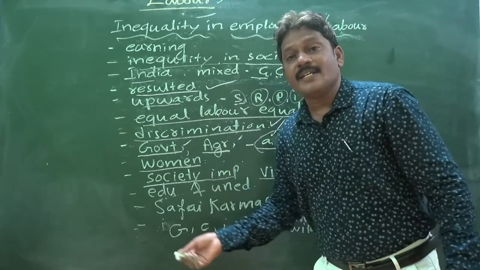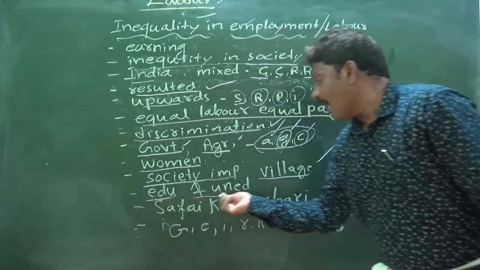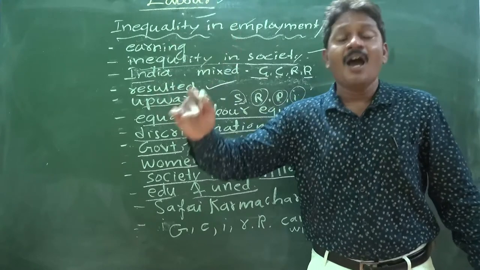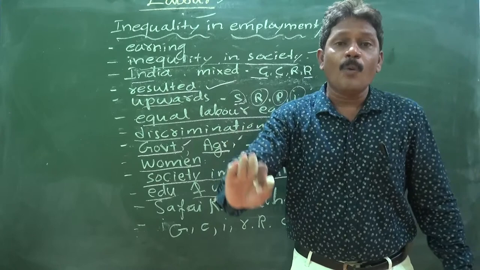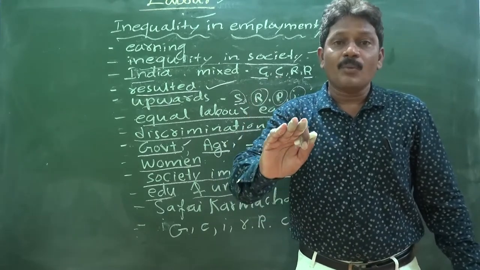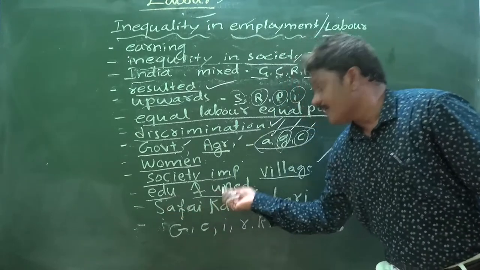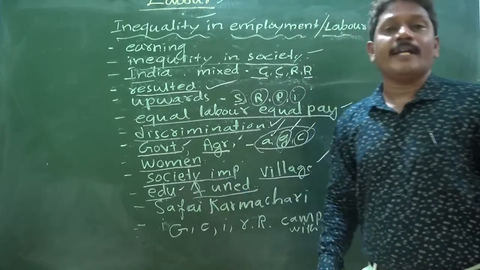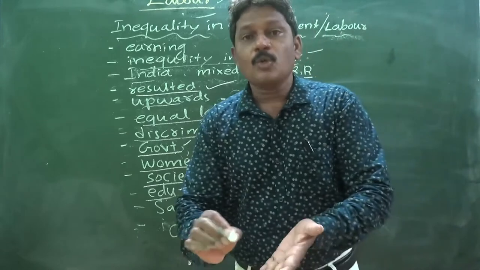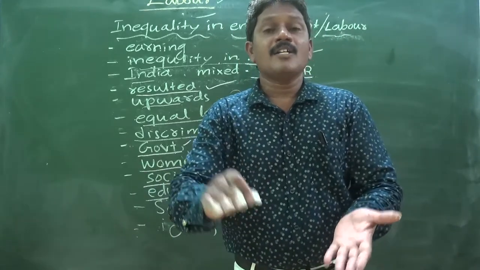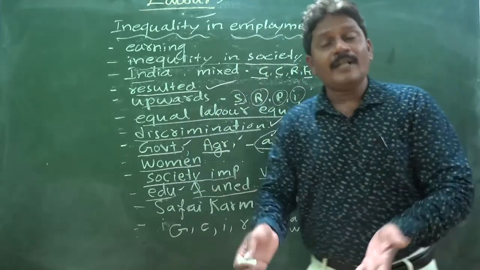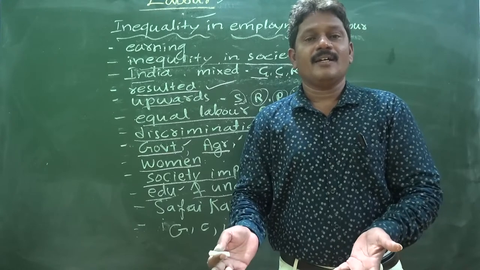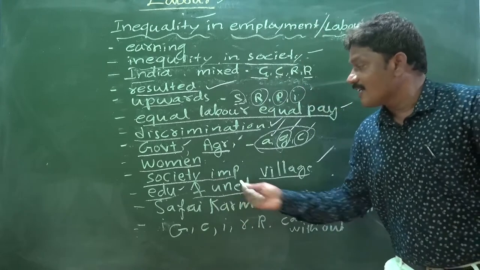And this discrimination is also more between educated people and uneducated people. If a person is educated, his value, his status, his dignity and his salary are high. Uneducated people have no value, no dignity, no status, no power, and the wages and salary are less. The educated person's work is only to sign in the office, taking a 51 lakh salary. And the uneducated person works day and night in the field. The work is more, but the wages are less. This is discrimination.